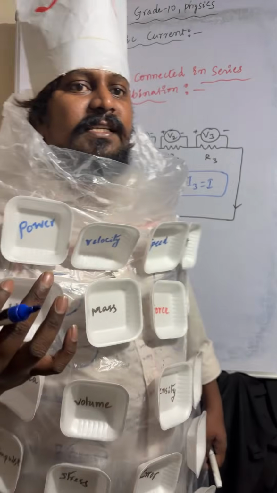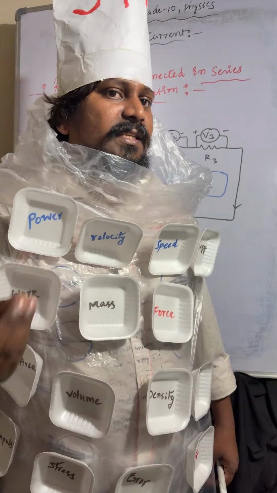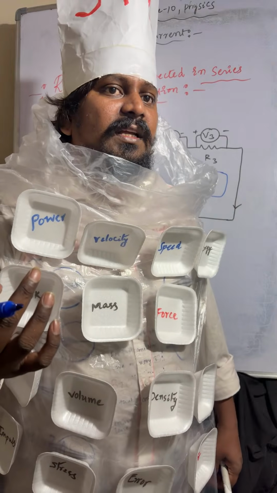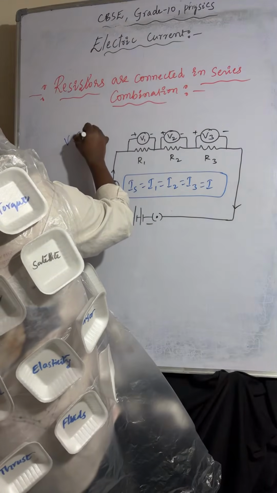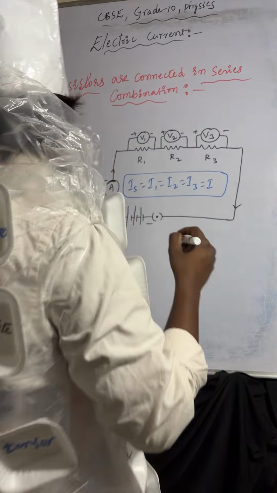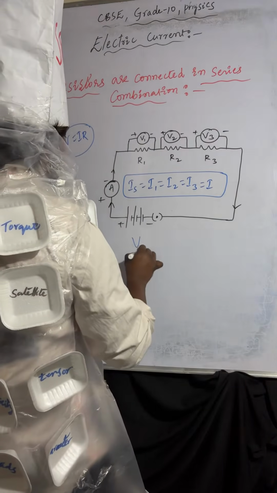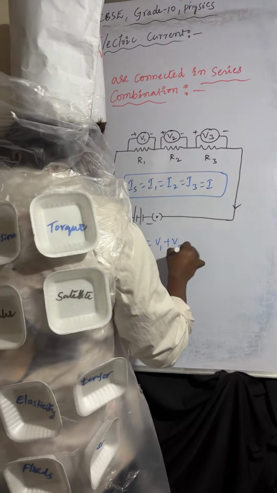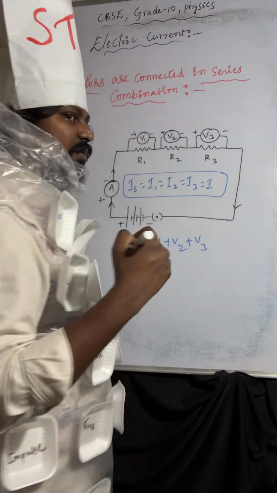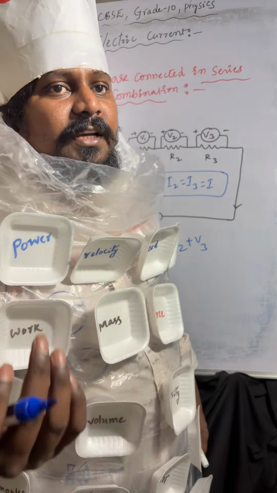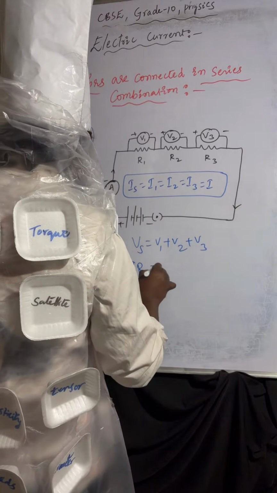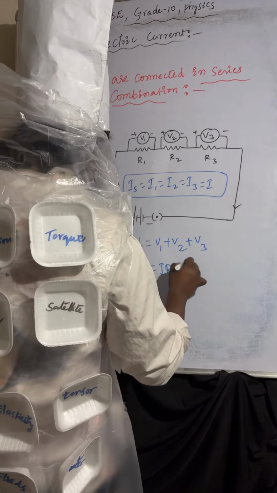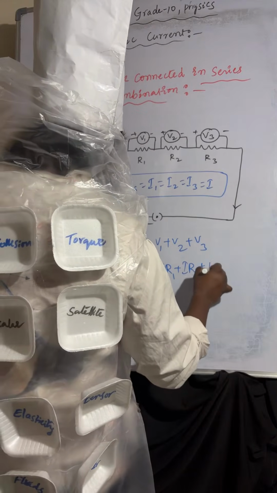But the potential difference is different. From Ohm's law, V equal to IR. Now, Vs equal to V1 plus V2 plus V3. So IRs equal to IR1 plus IR2 plus IR3.